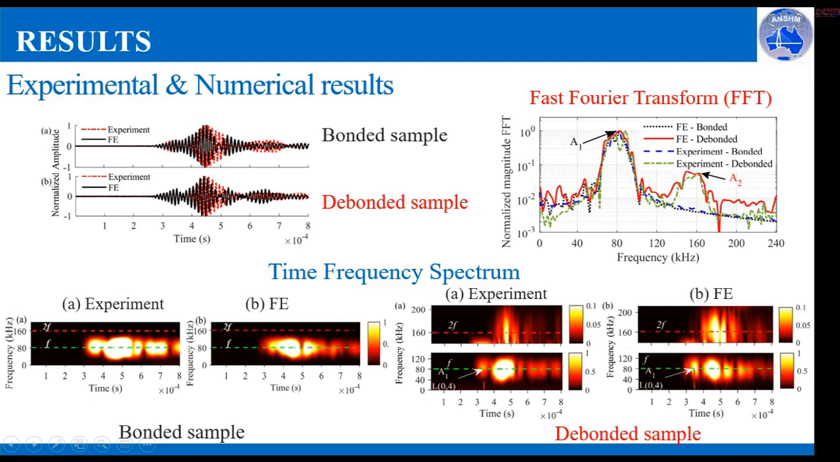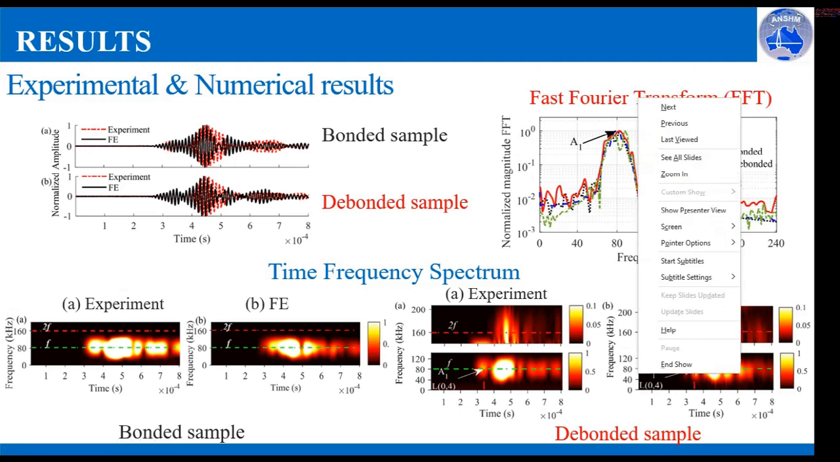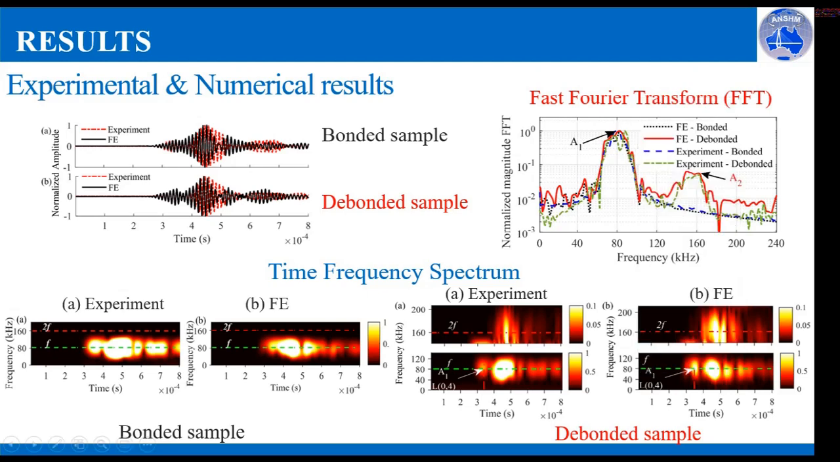For detecting damage using a nonlinear feature, the fast Fourier transform was applied onto the time domain signal, and as you can see, there is a clear indication of the presence of second harmonics, represented by the amplitude A2 at 160 kHz, as the excitation signal is at 80 kHz. Second harmonics are observed in both numerical and experimental results.